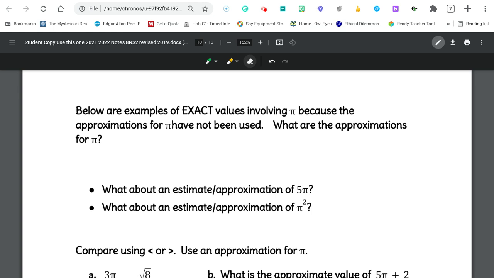All right, let's talk about this real quick. It says below are exact values involving pi. An exact value is when you don't approximate. If you don't approximate pi, that means you're keeping pi.